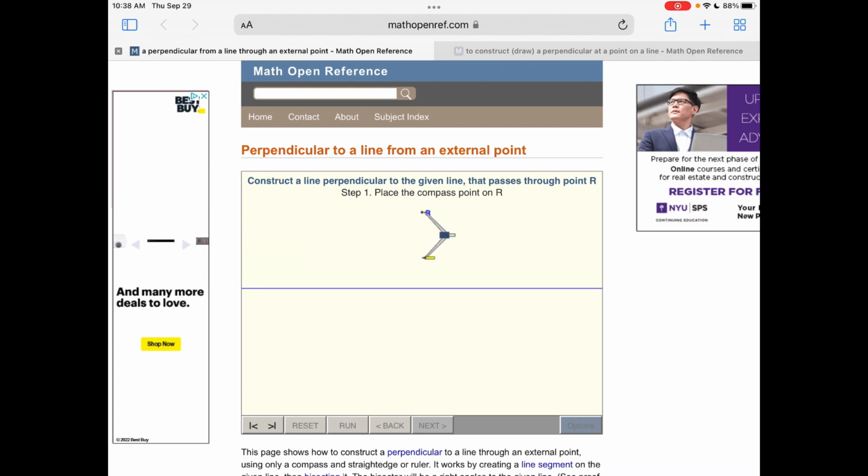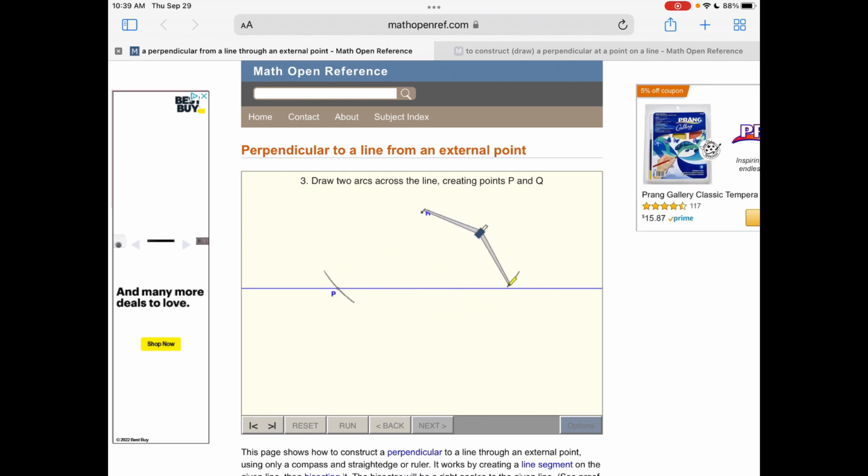So the first thing we're going to do is take our compass and make sure that the length of the compass is longer than the distance from just R to the line, because our goal is to take this compass and swing it on both sides so that it intersects in two places with this line that we have. So that creates for us a point P and a point Q.